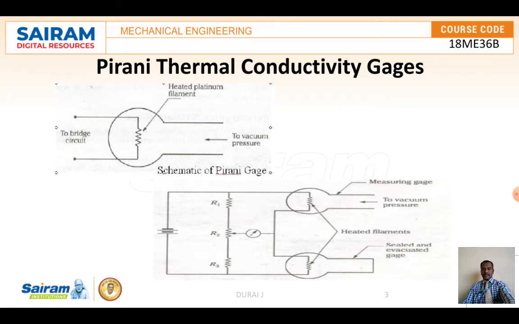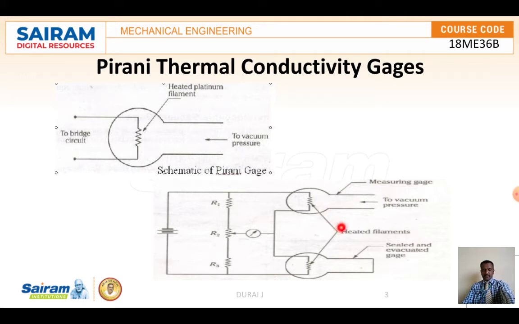It works on the principle of a bridge circuit. In the Pirani gauge, the heat loss of the filament is also a function of ambient temperature, and compensation for this effect can be achieved by connecting two gauges in series, as shown in this figure.